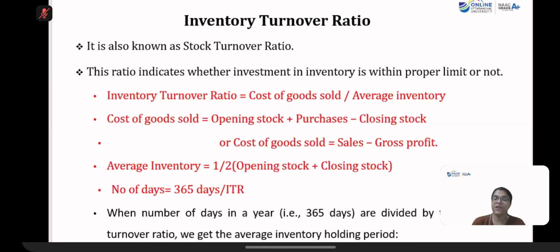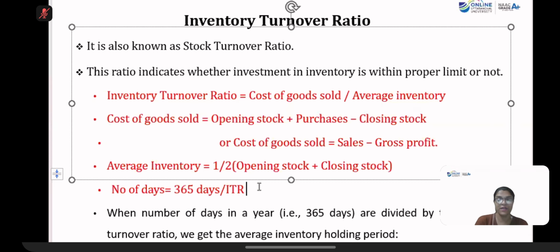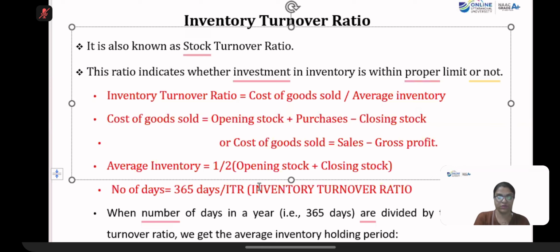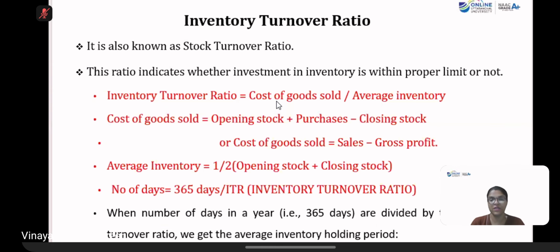Now you have got the inventory turnover ratio, but you also need to know in how many days you are selling the inventory again, how quickly you are selling it. So for that we calculate the number of days. The number of days formula is 365 days divided by ITR. Now ITR is nothing, students, but your inventory turnover ratio. It's the same thing, a short form. Clear? Any doubts till here?